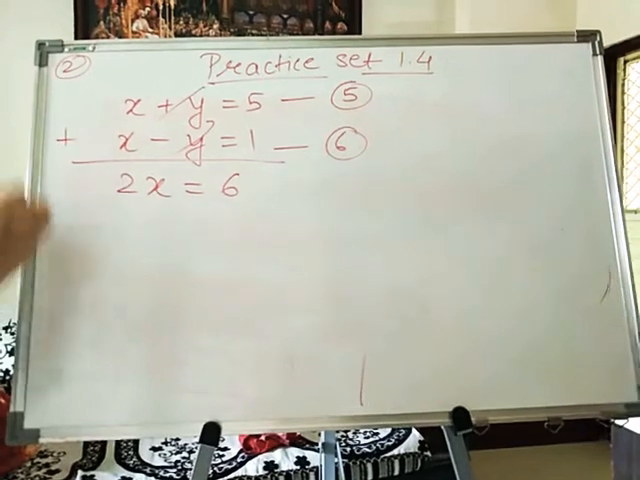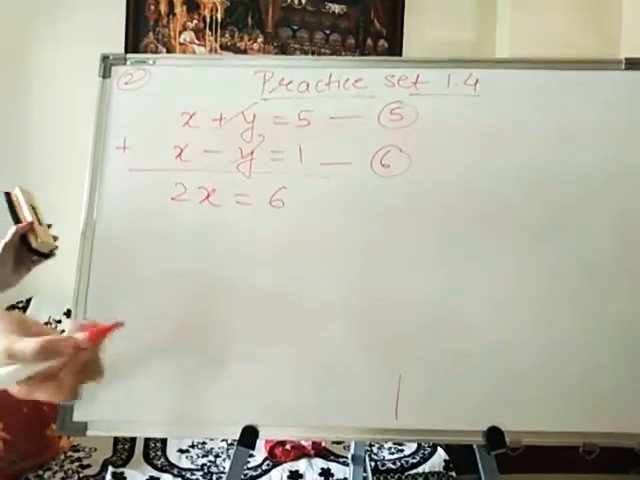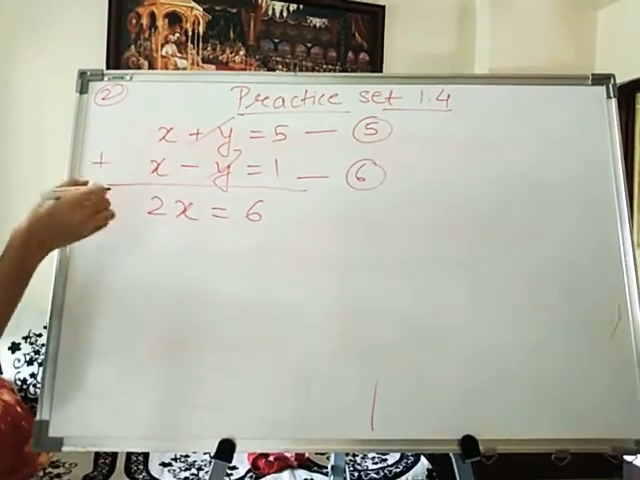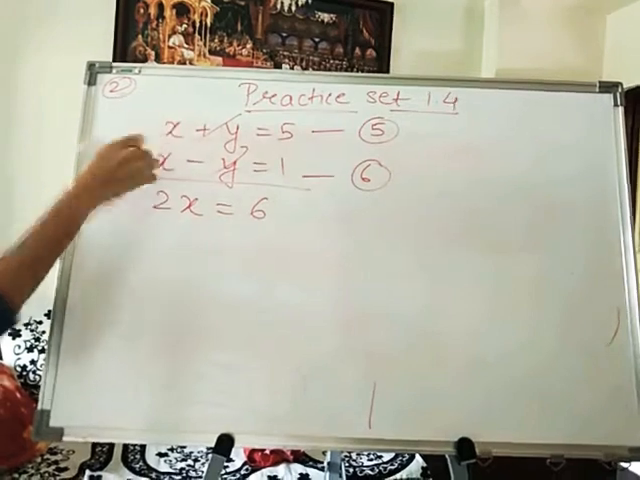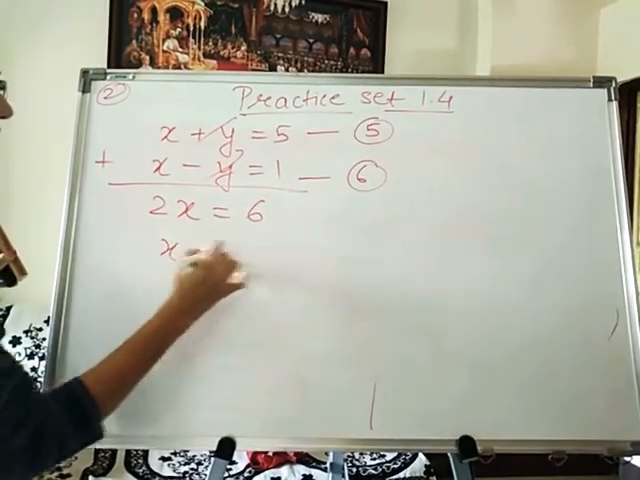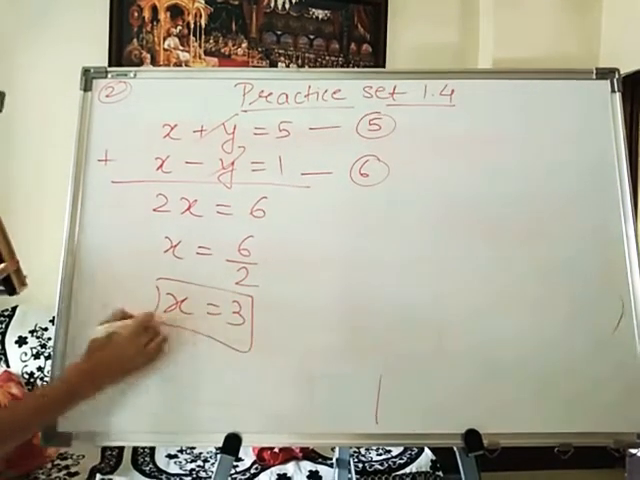We have added both the equations because the coefficient of y in both cases was 1. It was the same and even the sign was different, so no need of subtracting. Even if you subtract the equations, x will get cancelled and you will get the value of y. Any method. X is equal to 6 upon 2, x is equal to 3. This is just small x now.